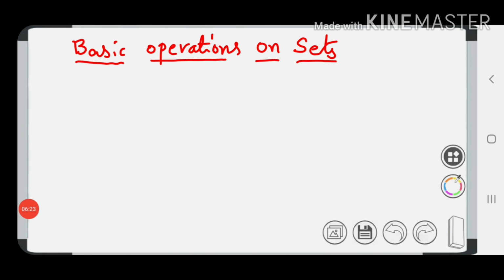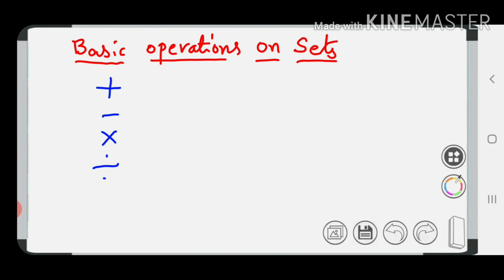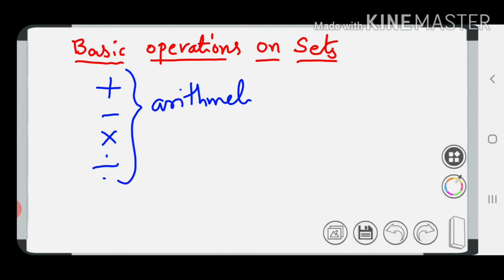Now we are discussing basic operations on sets. We know that addition, subtraction, multiplication and division, all these are basic arithmetic operations. Like this, in case of sets, there are basic operations.